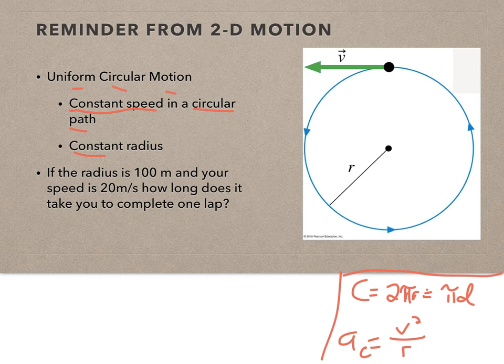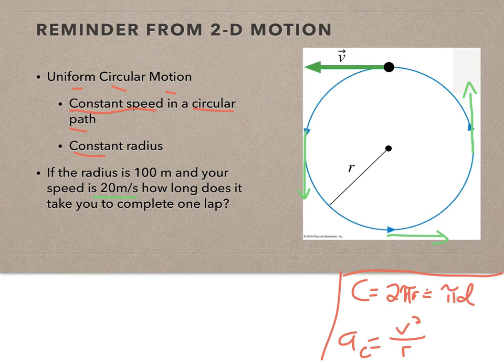If the radius is 100 meters and your speed is 20 meters per second, how long does it take you to complete one lap? So keep in mind that your velocity here is constantly changing, right? As you go around the circle, your velocity points this way, then that way. But the speed does not change, because that's just a magnitude.